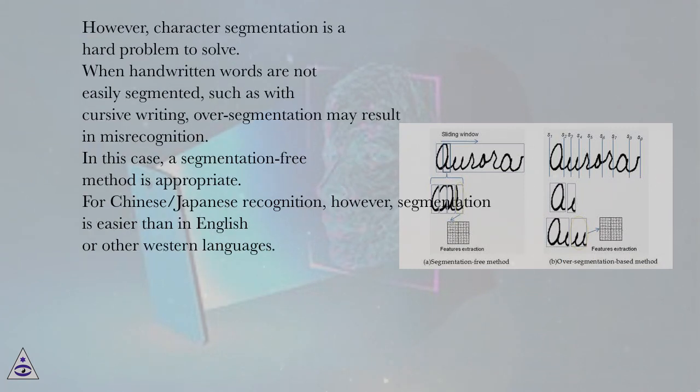However, character segmentation is a hard problem to solve. When handwritten words are not easily segmented, such as with cursive writing, over-segmentation may result in misrecognition. In this case, a segmentation-free method is appropriate. For Chinese/Japanese recognition, however, segmentation is easier than in English or other Western languages.